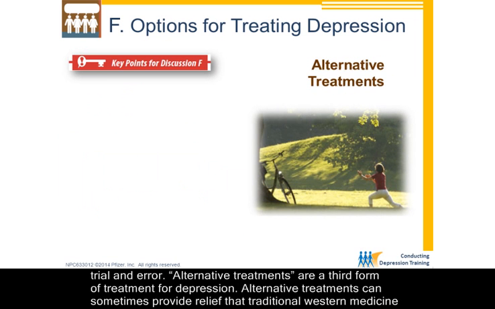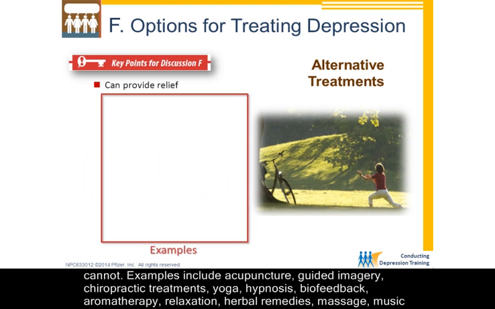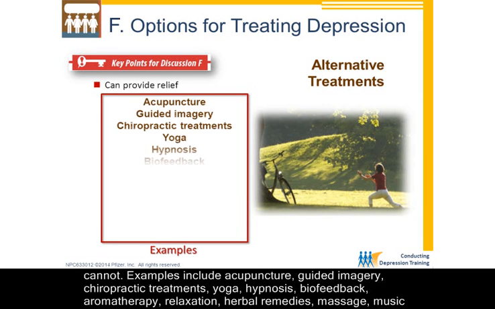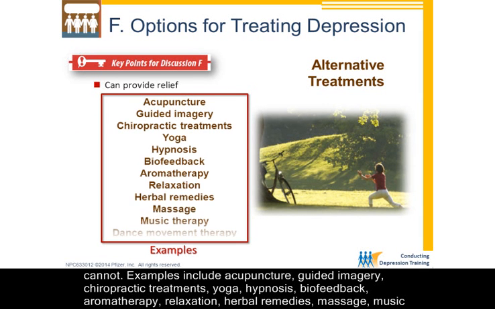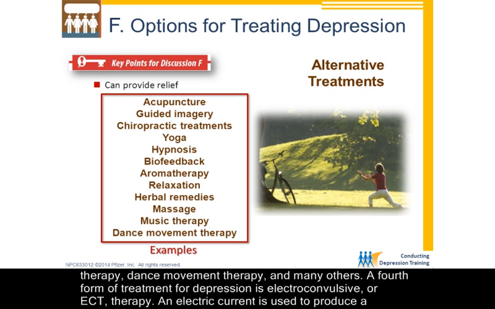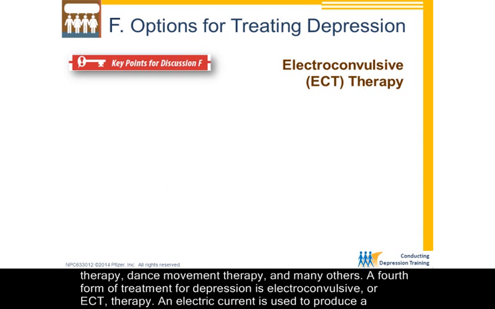Alternative treatments are a third form of treatment for depression. Alternative treatments can sometimes provide relief that traditional Western medicine cannot. Examples include acupuncture, guided imagery, chiropractic treatments, yoga, hypnosis, biofeedback, aromatherapy, relaxation, herbal remedies, massage, music therapy, dance movement therapy, and many others. A fourth form of treatment for depression is electroconvulsive, or ECT, therapy.